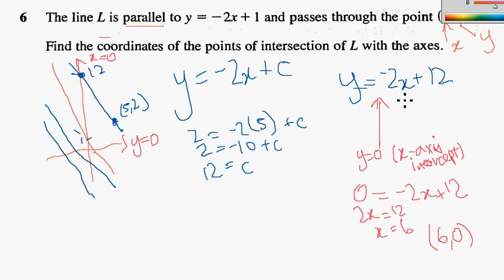We could do the same process here, substituting in x = 0 to get the y-axis intercept. But we've kind of already done that because you know from your y = mx + c format that the c, which we worked out earlier, is the y-axis intercept. So if we stuck in x = 0 here, obviously we just get y = 12. Either way, we know that the y-axis intercept is at (0, 12). And that is the question solved.